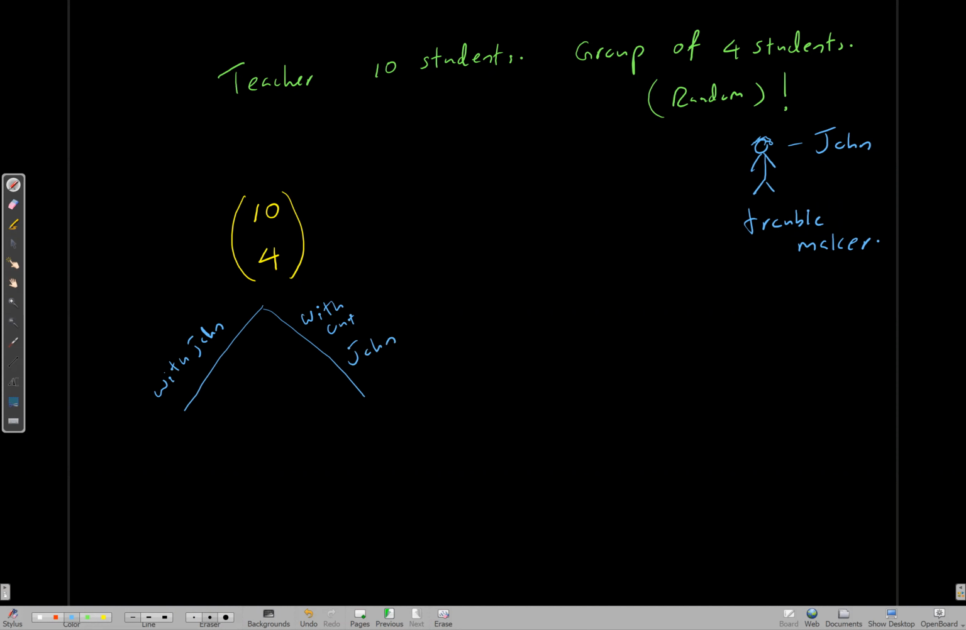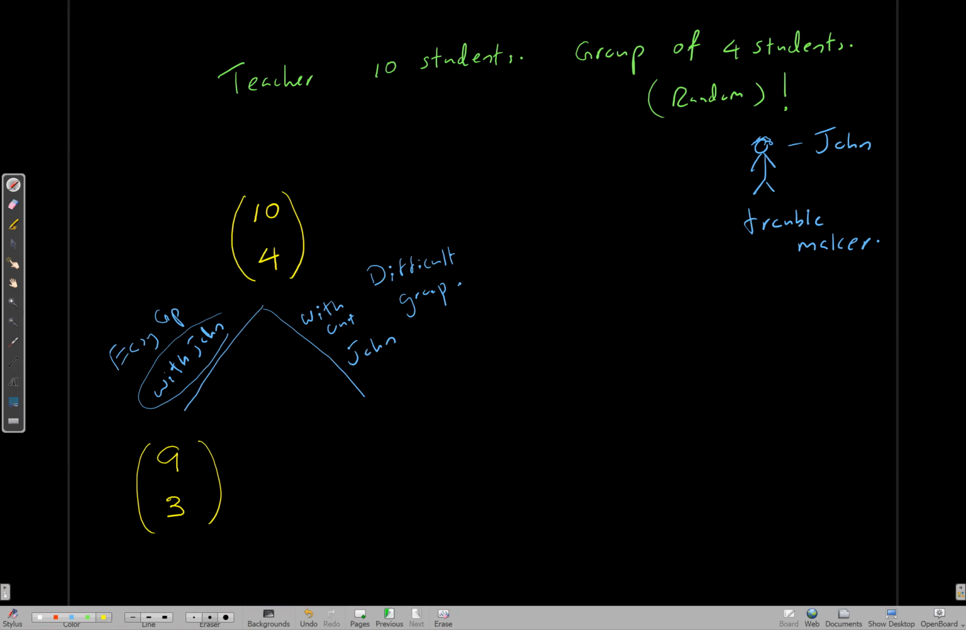So if we go with John, let's call it the easy group, and this is the difficult group. Now, how many ways are there you can do this with John? If you think carefully, since you already have John, you only have to choose 3 students out of 9, not 10. I think that makes sense.